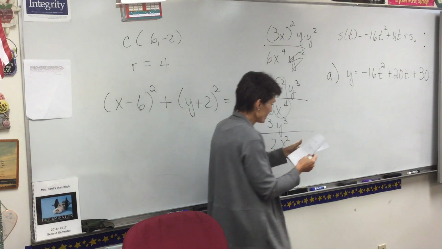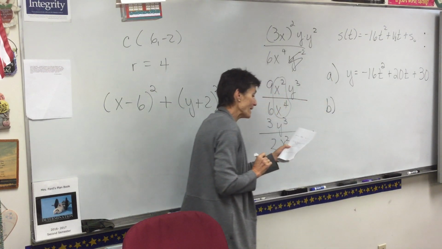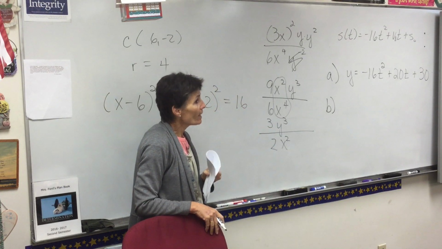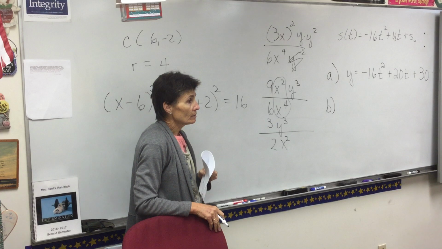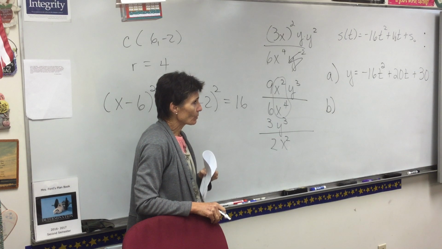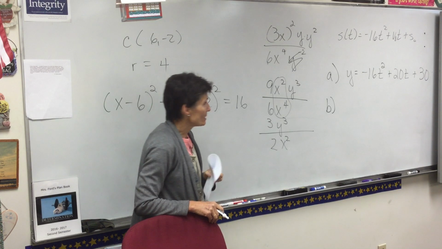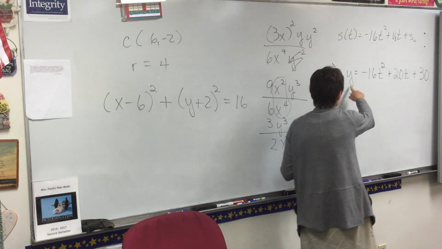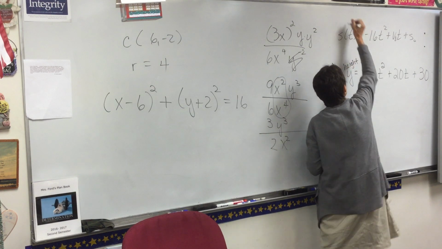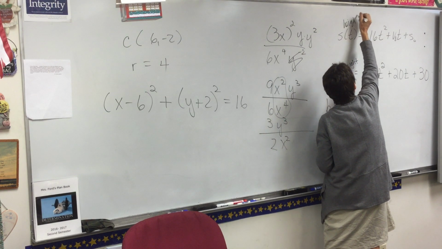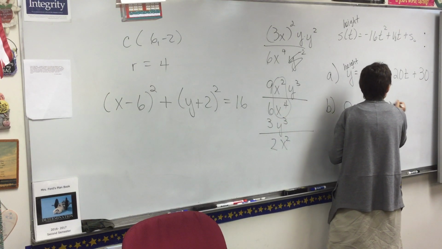Now you're going to use that equation, 30 feet tall, to find out when does the ball hit the ground. Well, if the ball is on the ground, how high is it? 0. So you're going to put 0 in for the height. Remember, this is height. This is height. So you're going to put 0 in there and solve this equation.